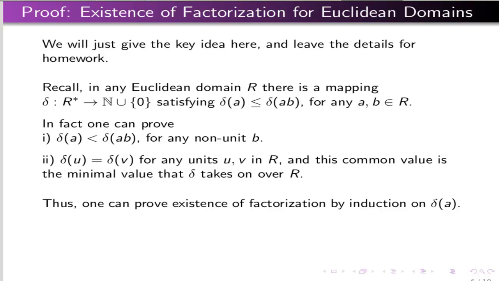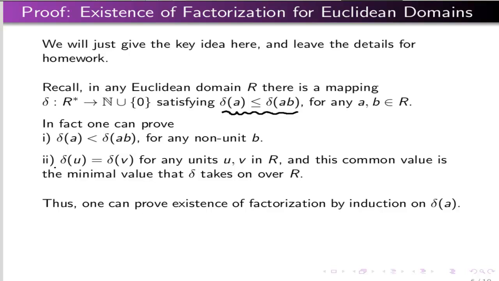So recall that in a Euclidean domain, we have this delta mapping that has this property that delta of A is less than or equal to delta of A times B for any elements in your domain. In fact, you can prove a little stronger statement. You can deduce it from the two properties in the definition of Euclidean domain, that delta of A is strictly less than delta of A times B for any non-unit B.